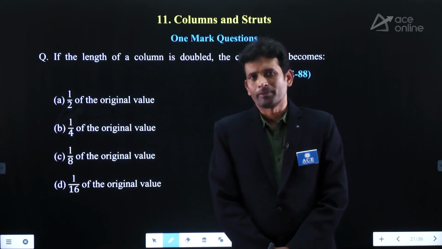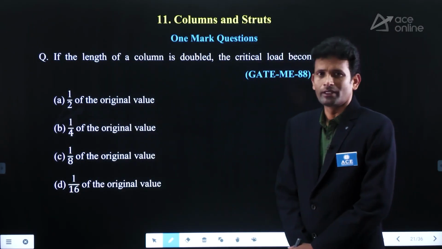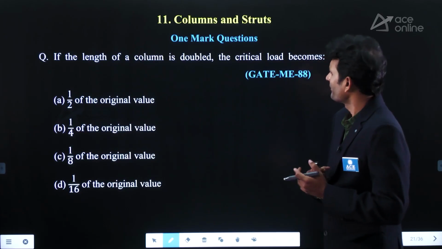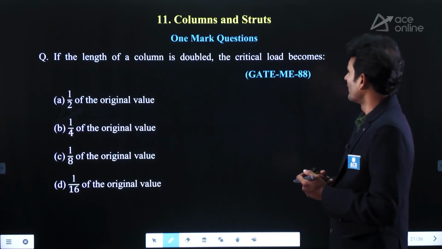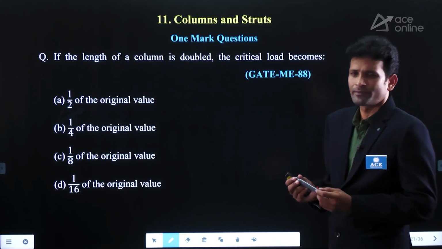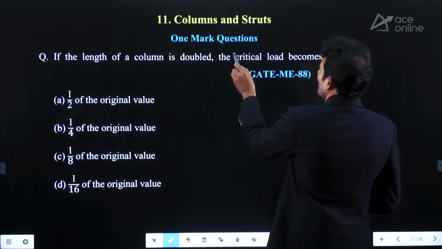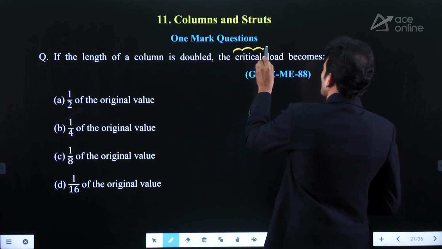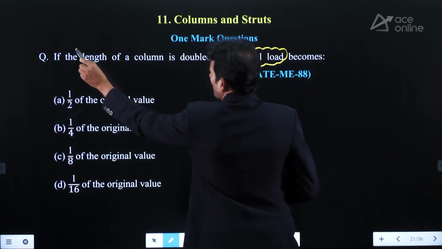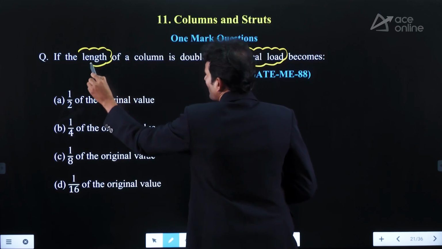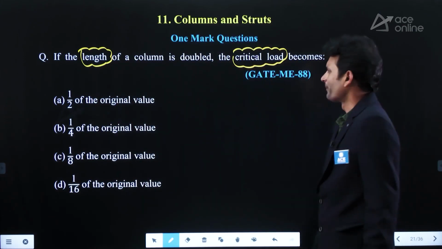Let us take another chapter, that is columns. We try to solve the questions from this chapter. See the first question, if the length of a column is doubled, then the critical load becomes. First of all, what is the relation between a critical load and a corresponding effective length of the column? You try to observe this one. If you are identifying that relation, then we can easily get the answer for this one.